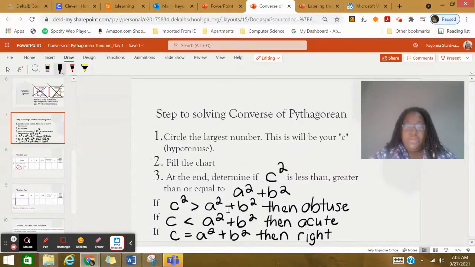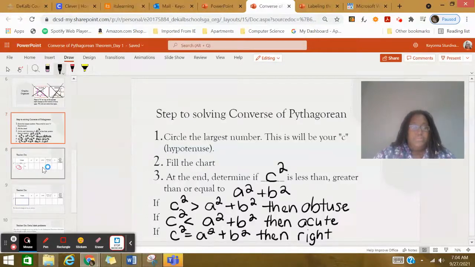If c squared is greater than a squared plus b squared, then it's obtuse. If c squared is less than a squared plus b squared, then it's acute. I missed the squared part, so I added that in. And if c squared is equal to a squared plus b squared, then it's considered to be a right triangle. Okay? So that's the only thing that's new.